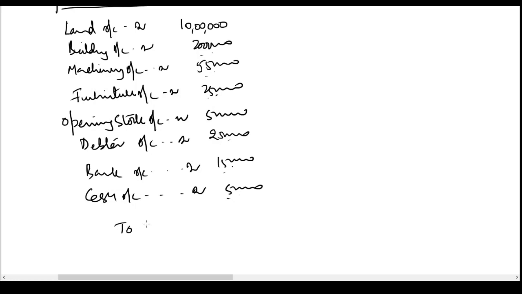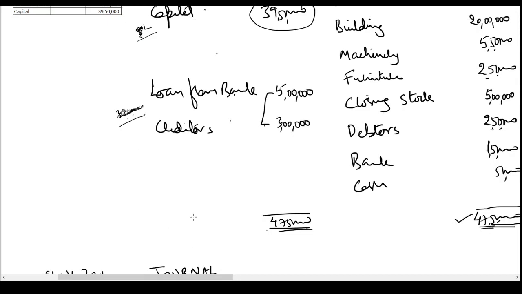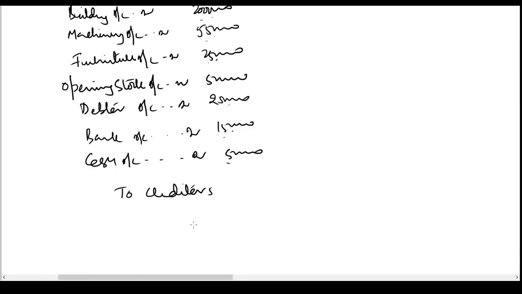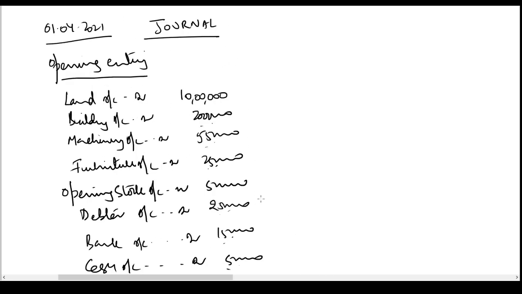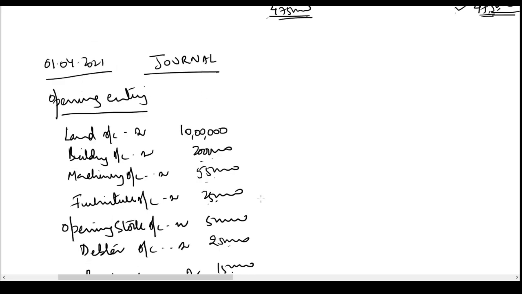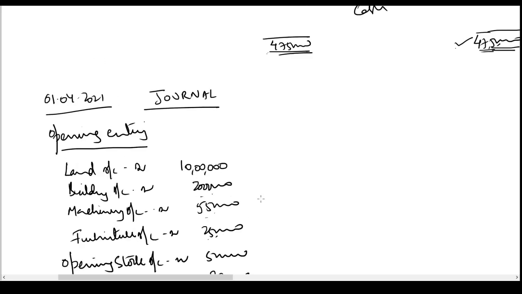We'll credit all the liabilities: to creditors 3 lakhs, it will show a credit balance. To bank loan 5 lakh. To capital 39 lakh 50,000. So this is the entry we pass in the books of accounts for the next year, that is on 1st April 21.